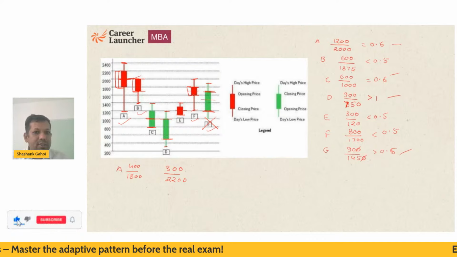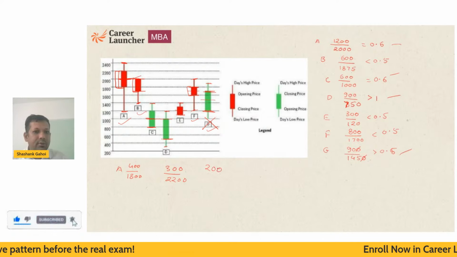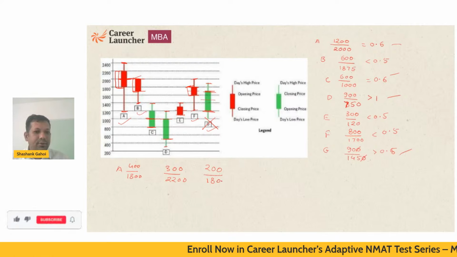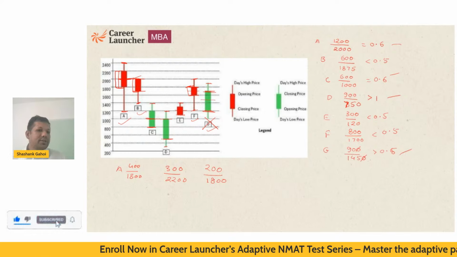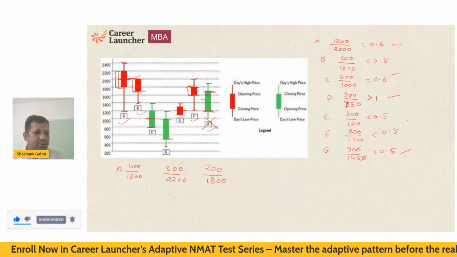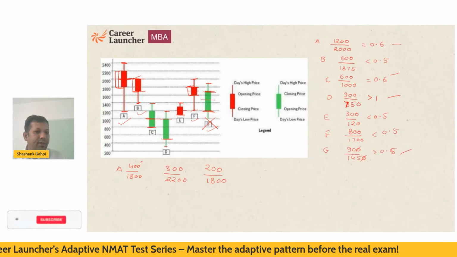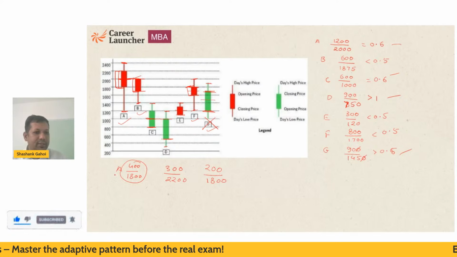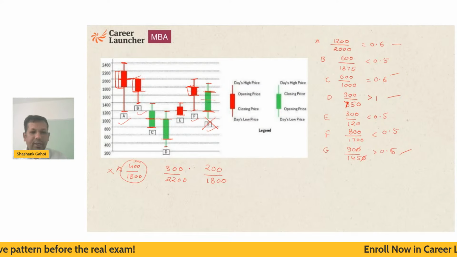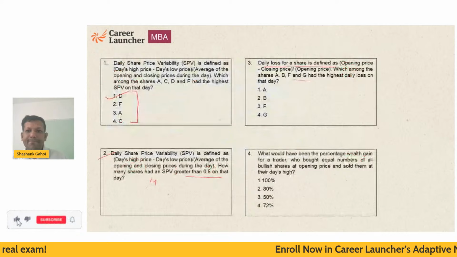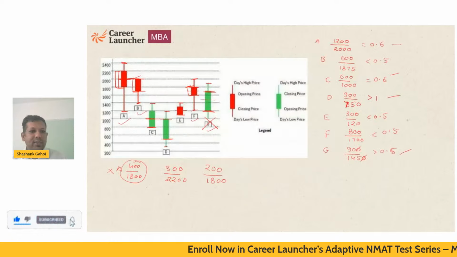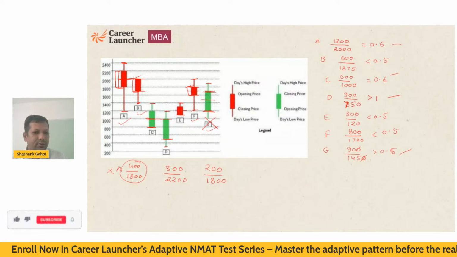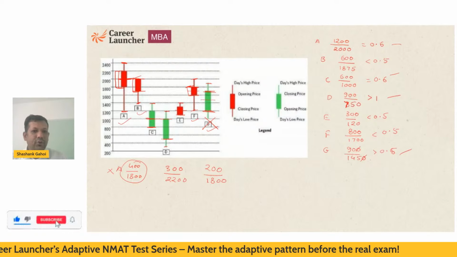This loss is 200 divided by opening price 1,800. Which value is lowest? Definitely, if I am looking for the highest value, this is highest, so A cannot be the answer. Lowest value has the highest daily loss. So highest daily loss, that is A only, right? That is 4 by 18.